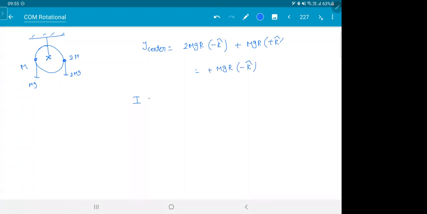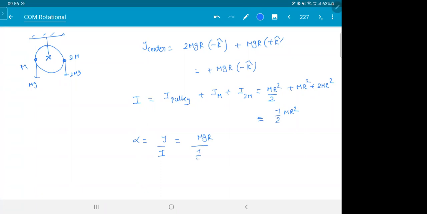Let's see, what is the moment of inertia of the system? I of the pulley, I of m, I of 2m. The pulley's moment of inertia is MR squared by 2, m's is m R squared, and 2m's is 2mR squared. So that will be 3 plus half, so 7 by 2 MR squared. Alpha is torque by I, so it is 2 by 7 g by R. Minus k cap indicates it is rotating this way, kind of obvious.